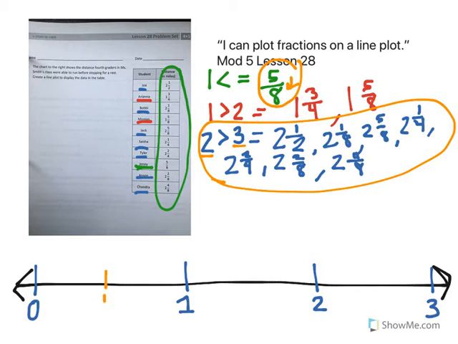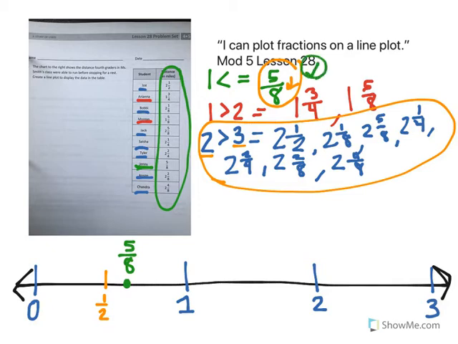Sitting right about here would be a half. And this is just one more. So I'm going to plot it right about here, and that's going to be my 5/8. Okay? Alright, so we are done with the first one. Put a mark on that one.